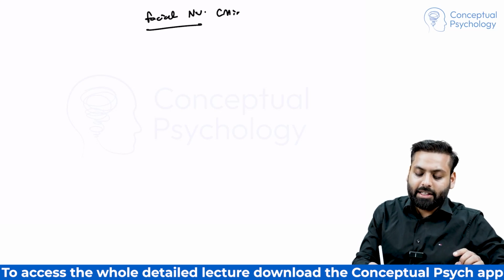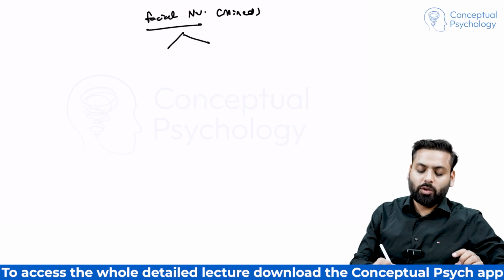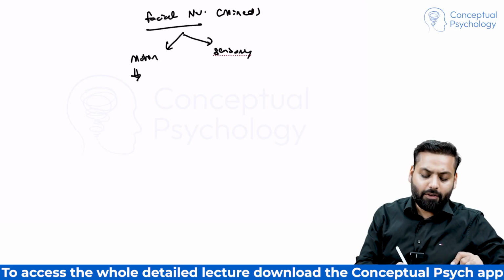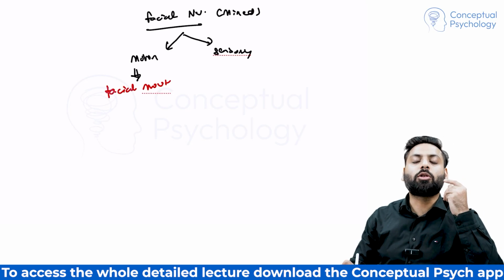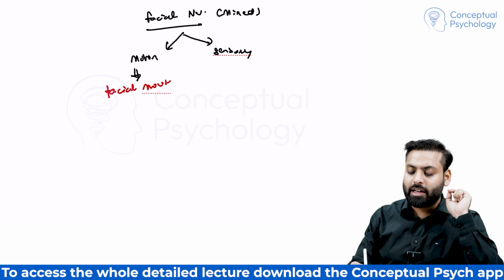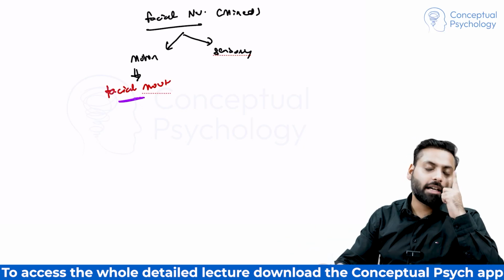Facial nerve is again a mixed nerve. So, motor, sensory. Motor, it controls the facial movements. I am able to do this all because of my facial nerve. This frowning is also due to facial nerve. So, which movements does it carry? Facial.